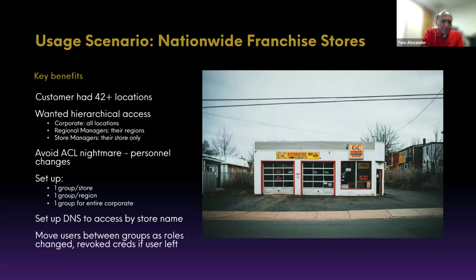And so they wanted to set all this up, but it was a complete nightmare if they wanted to do this using regular VPN because, well, first of all, 42 locations. That meant that the corporate had, what, 42 VPN accounts. The regional managers, even the regional managers had like 7 to 10 VPN connections. This was just not going to work flat out.